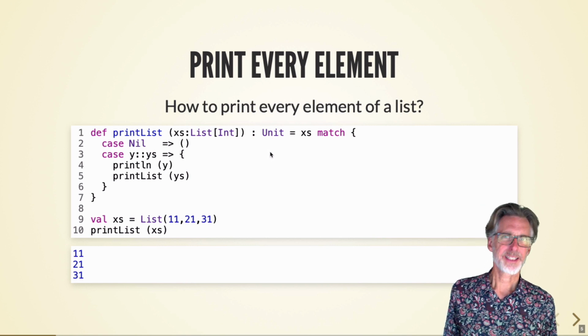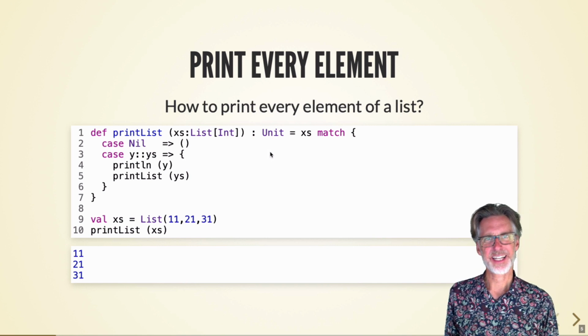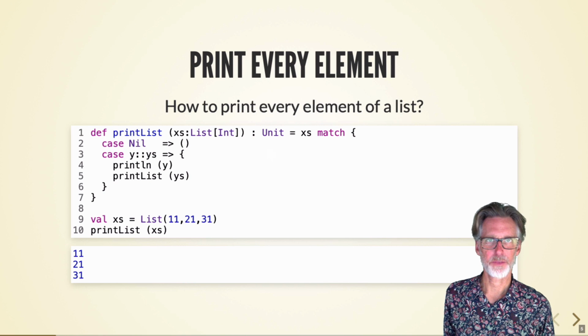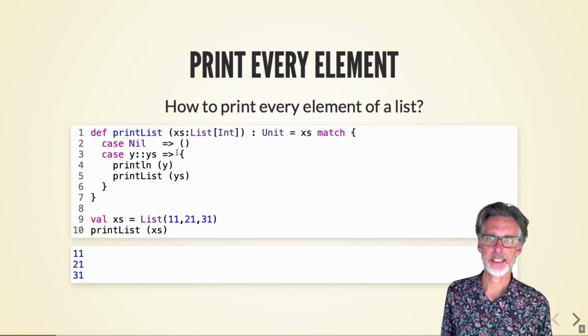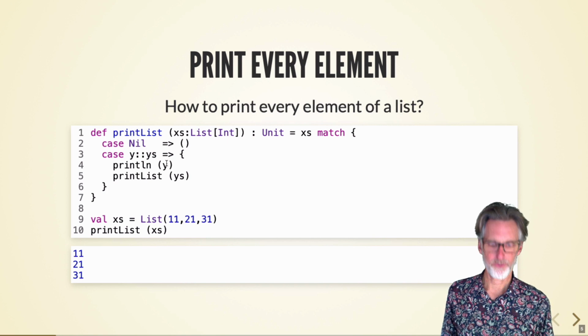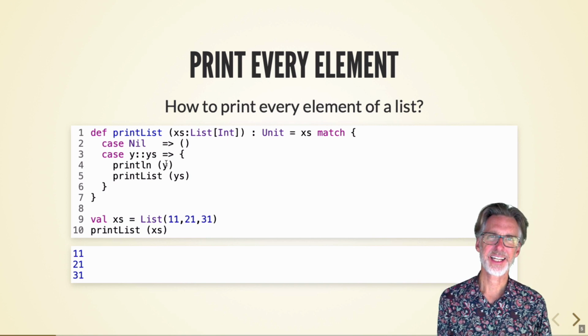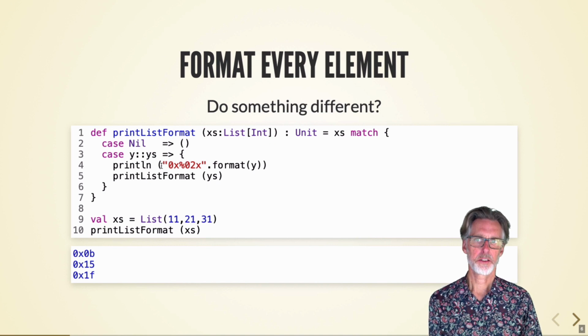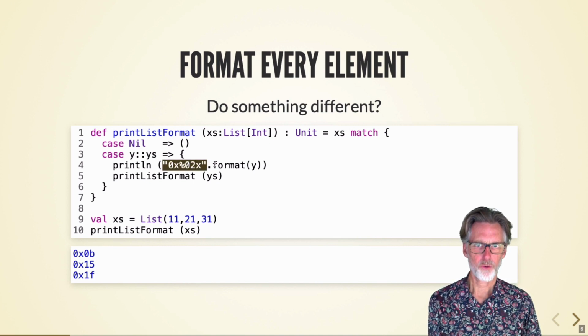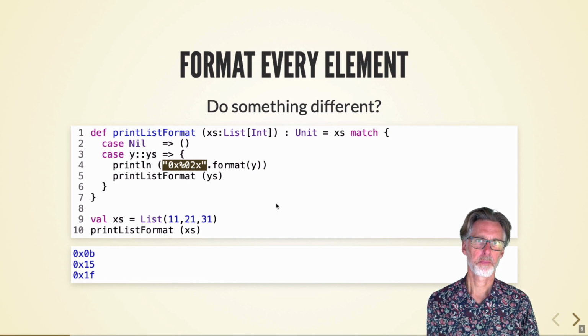Suppose I want to print these elements in hexadecimal instead of decimal. Well, if I want to do that, then I need to do some formatting. And so I can't leave line 4 exactly as it stands. I need a variant of that. And here's a variant that'll work. I'll just do a format on the element before I print it. And you can see that this indeed does work. I'll get out hexadecimal notation for these elements.